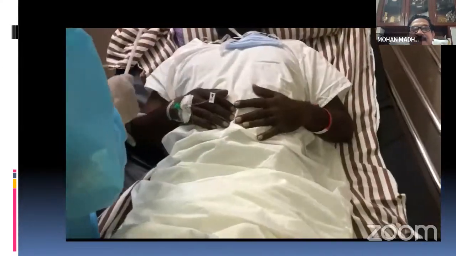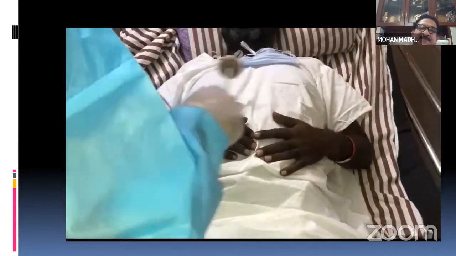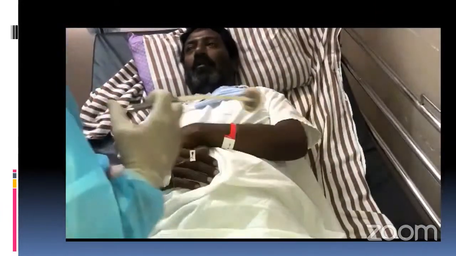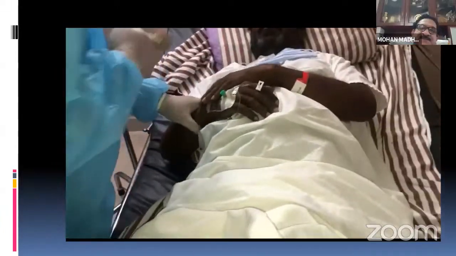Taking his finger to his nose. I'm asking him, even though he's blind, I'm moving the finger to fool him, but he's not looking at my finger. So the examination was normal.